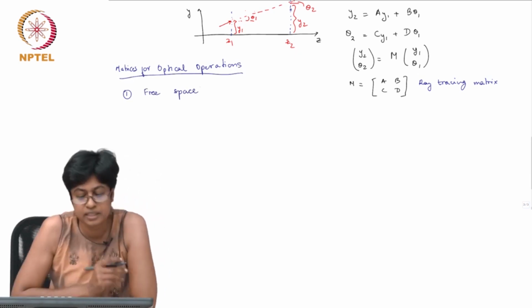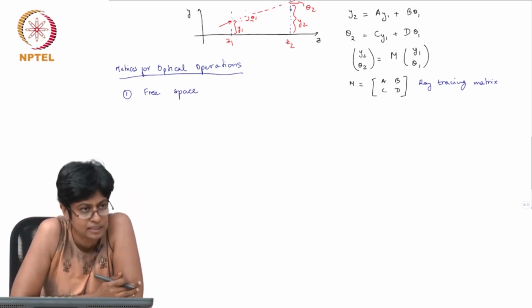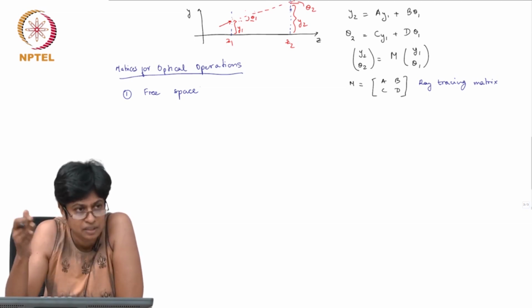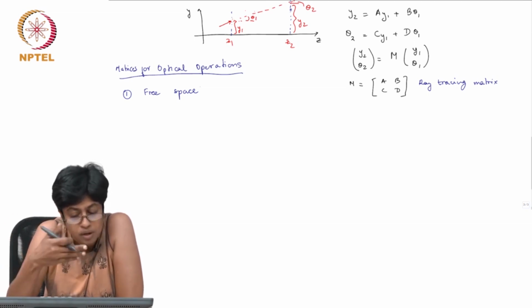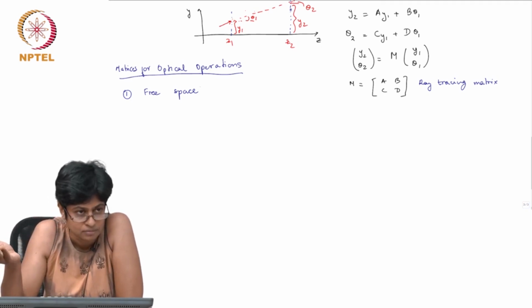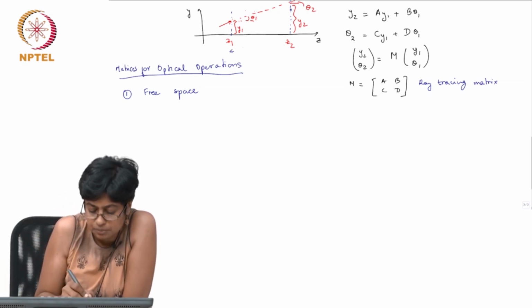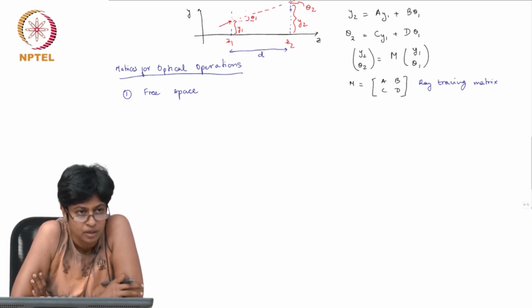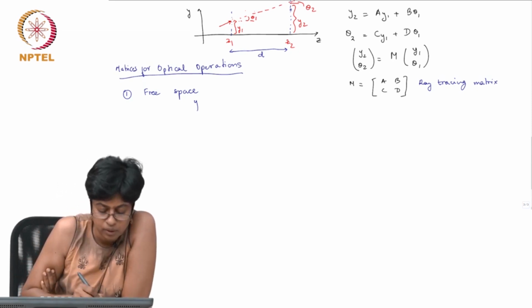So for free space, I can just use the figure that I have directly above. If between Z1 and Z2 is nothing but free space, what do I expect the change to be in y2 and theta 2? Now let's say the distance between these two planes is d. What do I expect the difference to be? What could I say the new y2 will be?